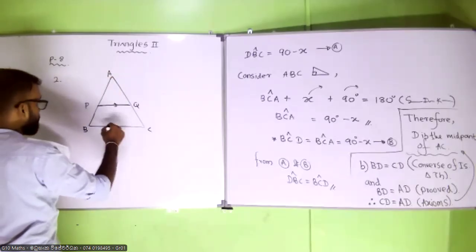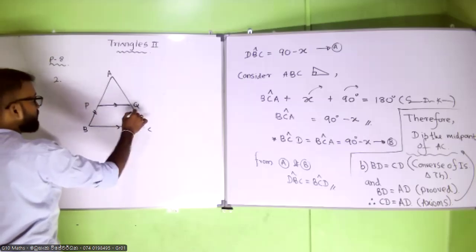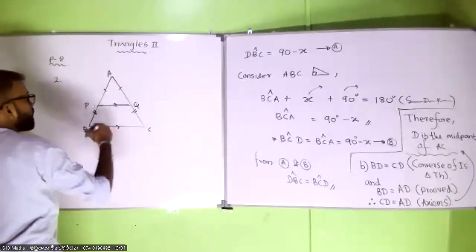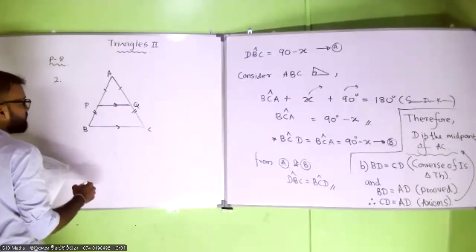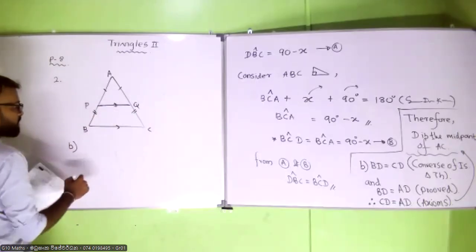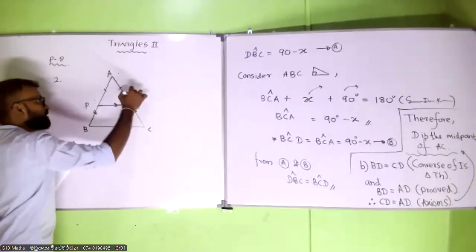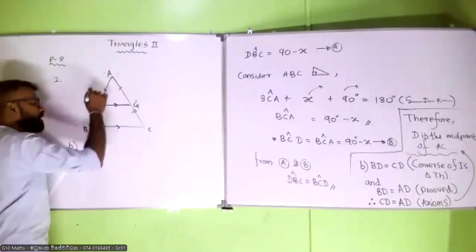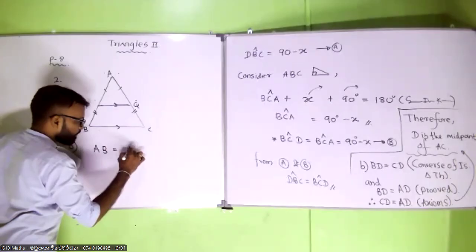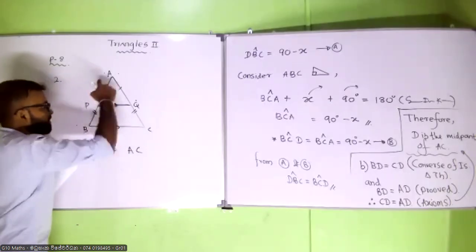PQ is parallel to BC. Then we have shown that AB equals AC, which is given, and we have shown that AB equals AQ as well. So now we have to show in part B that PB equals QC. We have shown that AP equals AQ and it is given that AB equals AC. So the biggest one is AB equals AC.